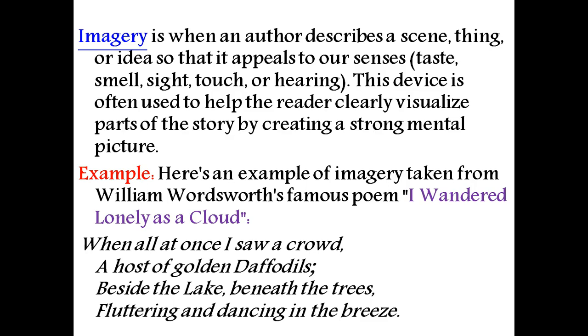The next one is imagery. Imagery is when an author describes a scene, thing, or idea so that it appeals to our senses: taste, smell, sight, touch, or hearing. So it appeals to all five senses. This device is often used to help the reader clearly visualize parts of the story by creating a strong mental picture. So in literature, imagery is used to bring the real picture through strong words.